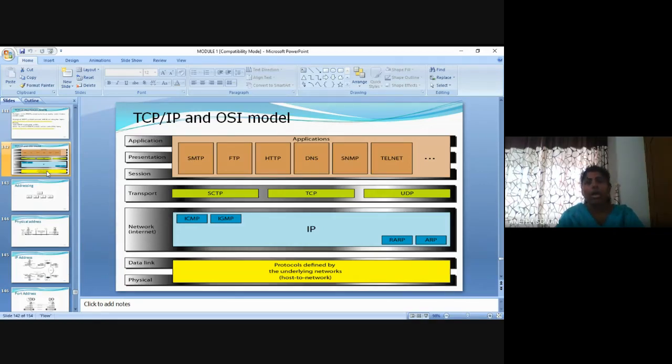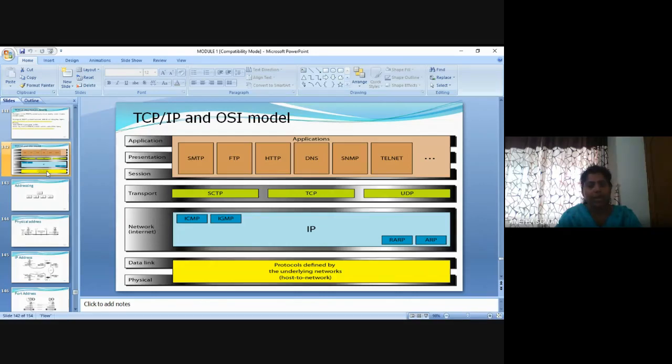Now IGMP, Internet Group Message Protocol. It is used for the simultaneous transmission of a message to a group of recipients. If you have a group of recipients or group of nodes and you want to transmit a message simultaneously, then you will make use of this IGMP protocol. So these are the types of protocols supported in the network layer of TCP/IP.